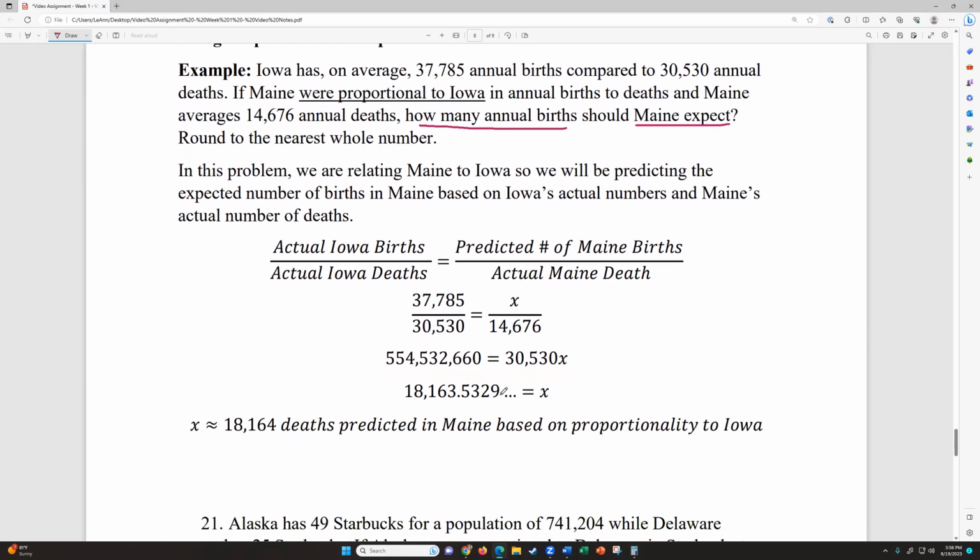So that came out to a non-repeating decimal. It was 18,163.5329, and then it just goes on forever. But we're rounding to the nearest whole, so I just needed to know the digit after the decimal place for that. So 3 is going to get bumped up by the 5 since that's 5 or higher. So this is going to be 18,164. And that is births predicted in Maine based on the proportionality to Iowa that we were told about.